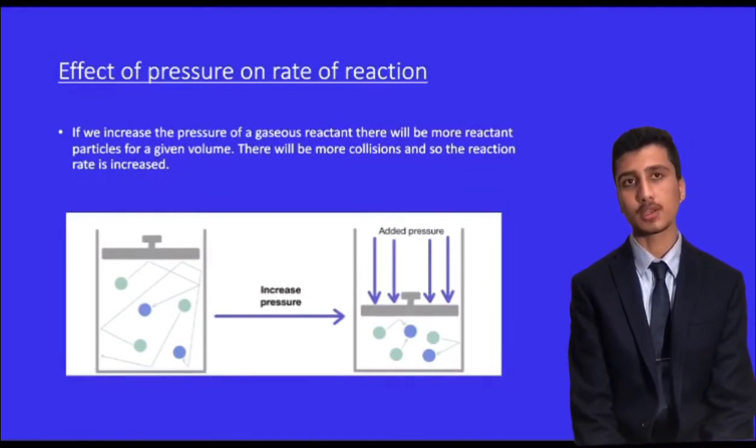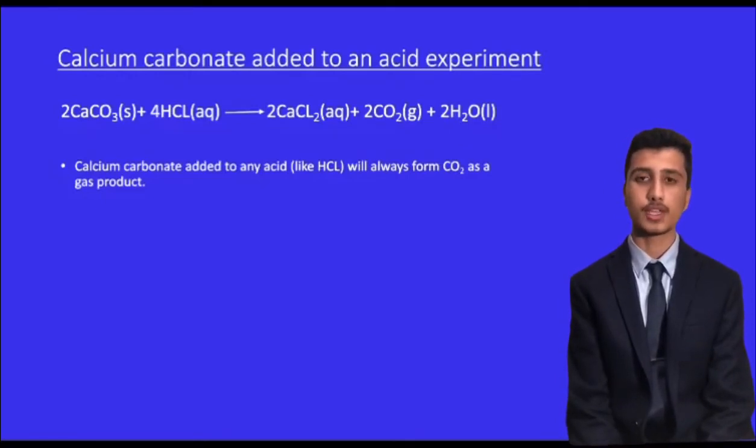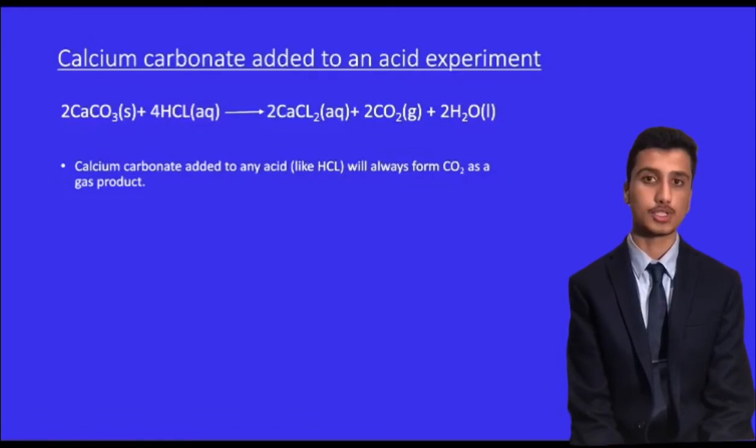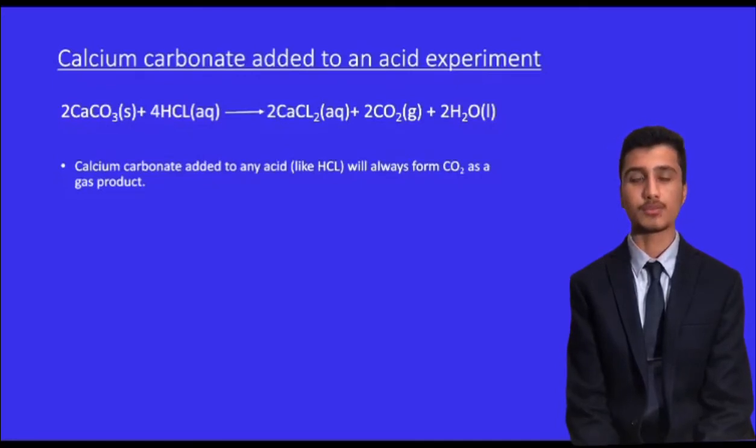Now let's move on to calcium carbonate when added to an acid. Here you can see a balanced equation of calcium carbonate. We can also see that one of the products is CO2, which is a gas. Using this information, we can measure how much CO2 is produced in a set amount of time, using a gas syringe, like shown in the diagram below.